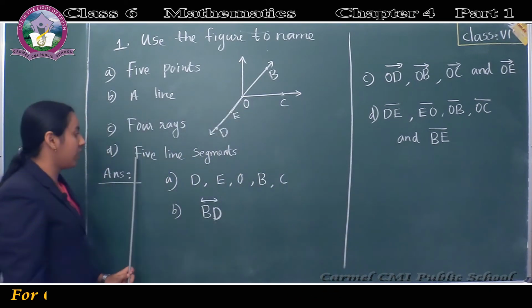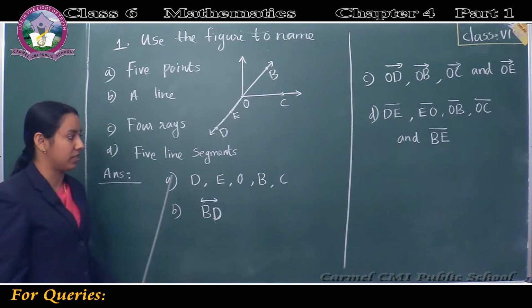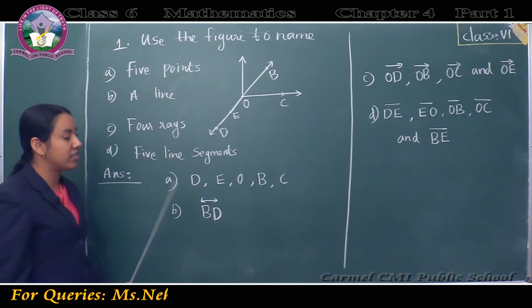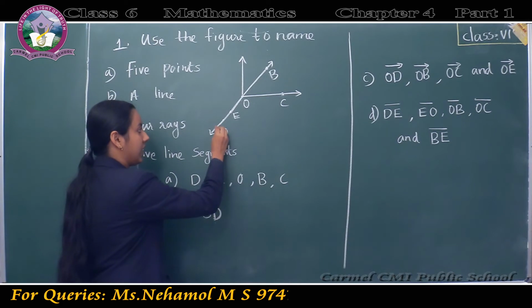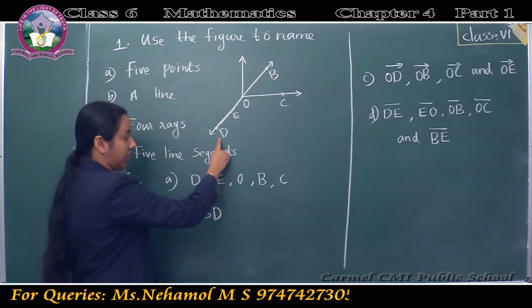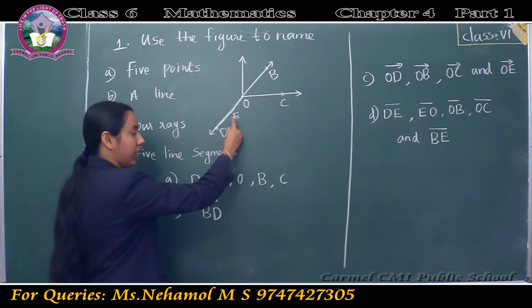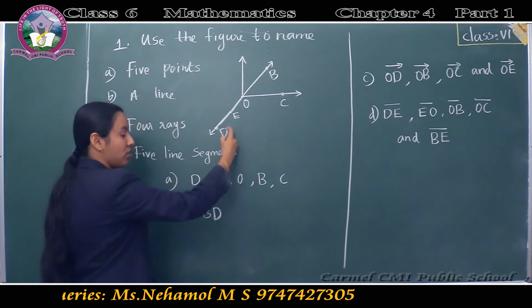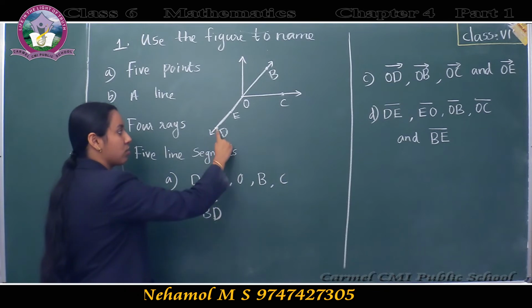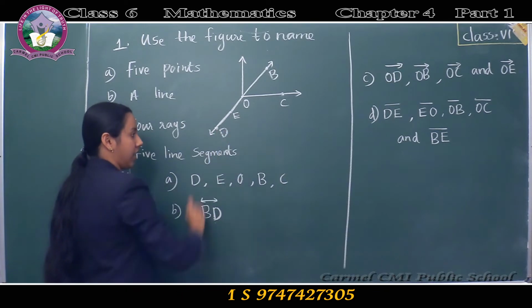Then next question, 5 line segments. We have to name 5 line segments from the diagram. Which are the line segments? DE is a line segment. D is the starting point, E is the end point. So D and E are the two end points of the line segment. So DE is a line segment.